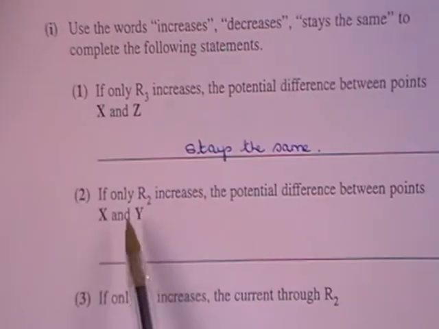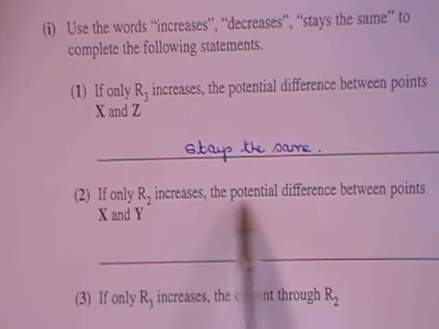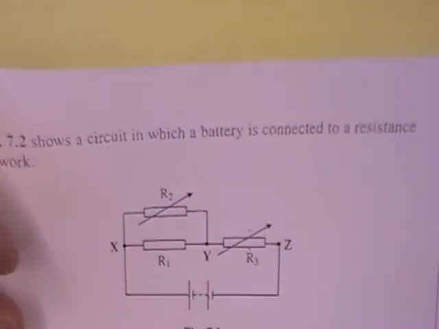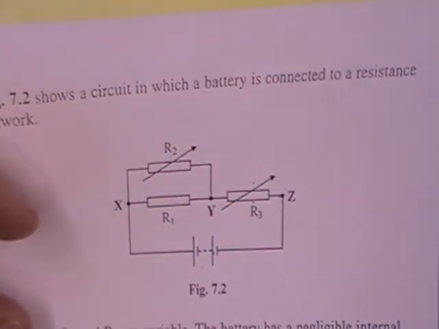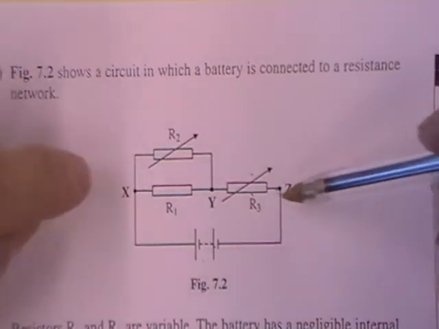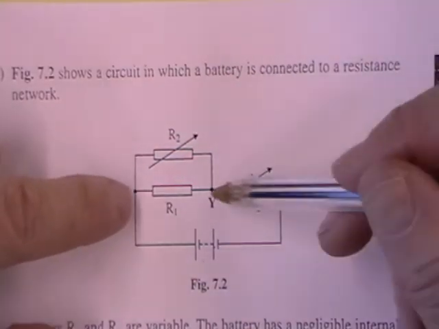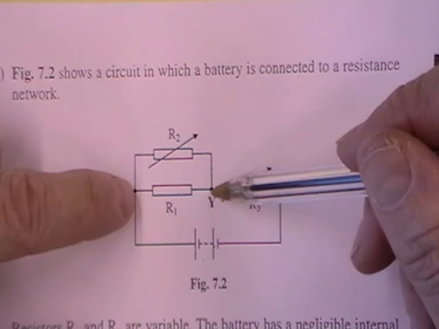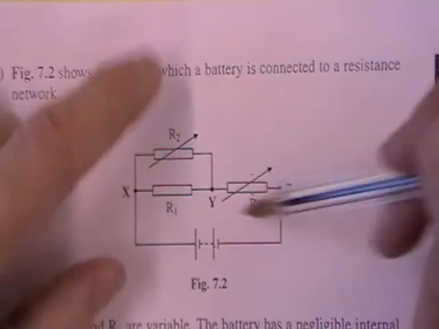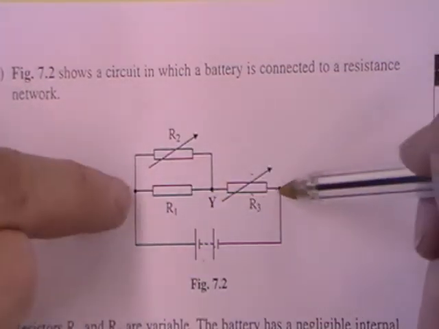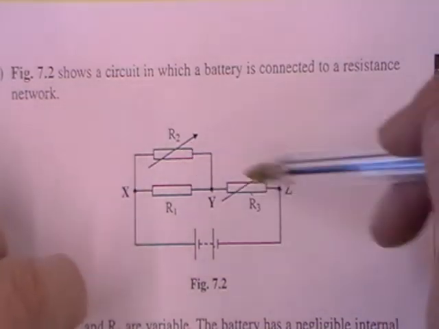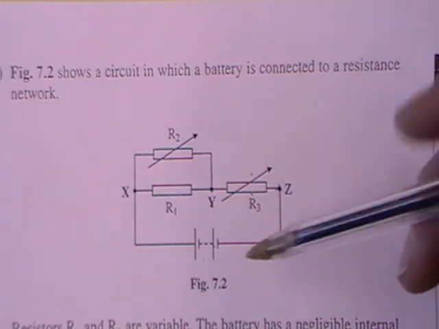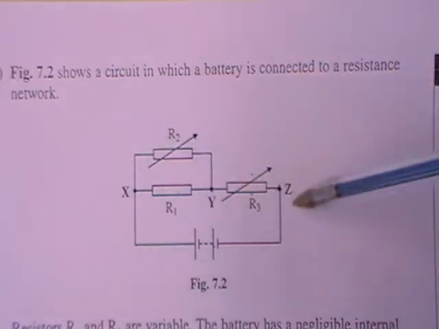Okay, and then if only R2 increases, the potential difference between the points X and Y. Now, if R2 increases, we're now talking about not what's across the entire branch, but what's across only this part of the circuit. So even though these things here might change, the total voltage across here should be the same, but the ratios of how the total voltage splits up may change depending on the resistors in each part of the circuit.